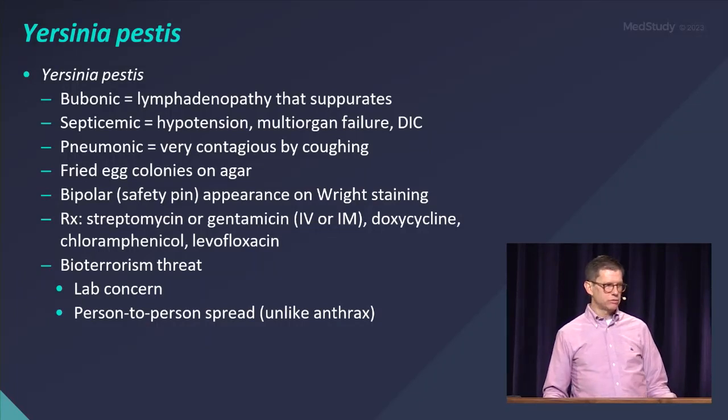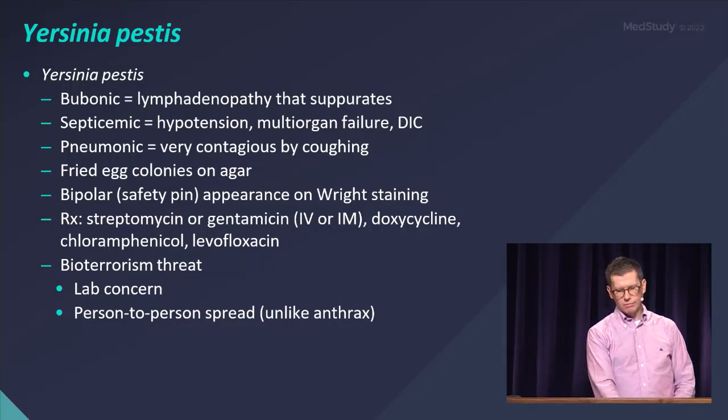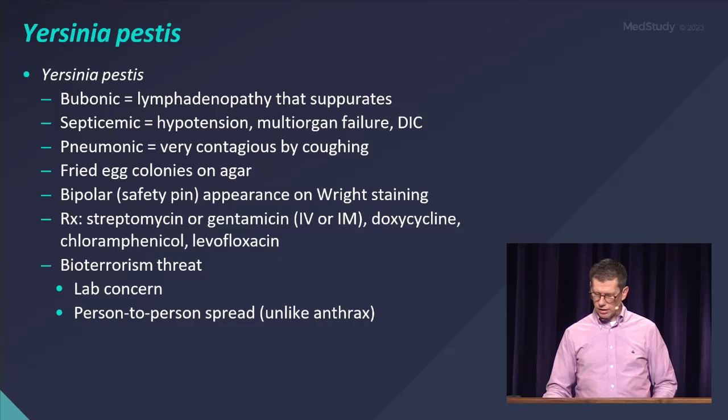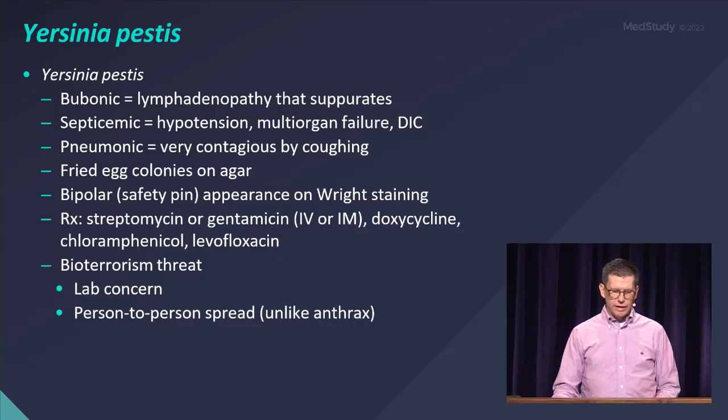Yersinia pestis, right? So this is the one answer that was not chosen. So this is right. This is plague. So bubonic is adenopathy that separates, and we'll see an illustration of that in just a second. It can present in septicemia with multi-organ failure and DIC, or the pneumonic manifestation, which is very contagious with coughing.